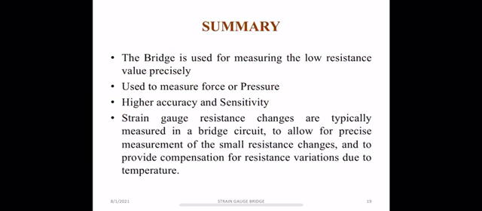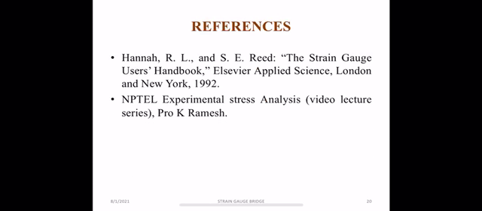Final summary: the bridge is used for measuring low resistance values precisely, used to measure force or pressure, with high accuracy and sensitivity. Strain gauge resistance changes are typically measured in a bridge circuit to allow for precise measurement of the small resistance changes and to provide compensation for resistance variation due to temperature.